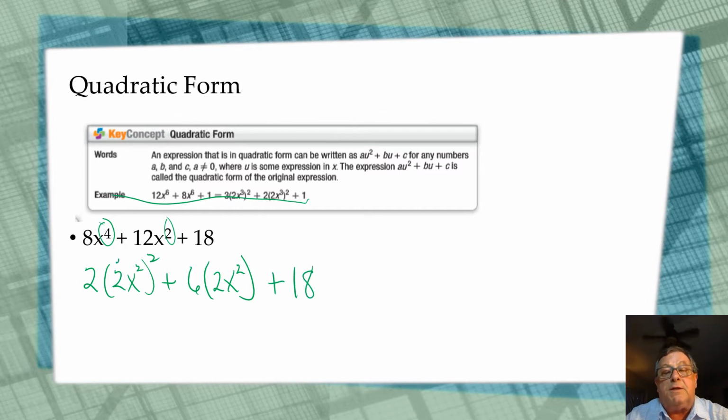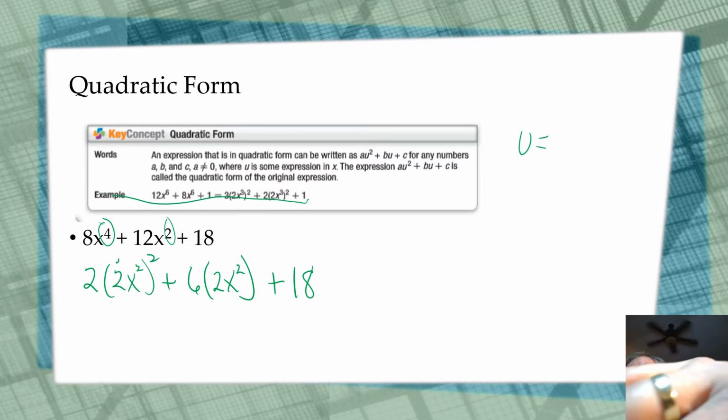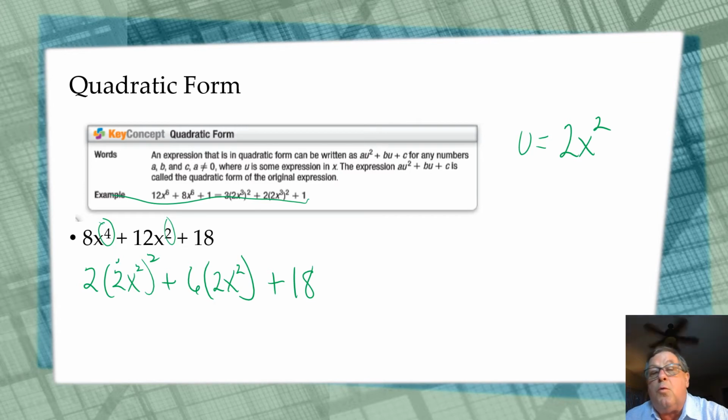Now, technically, I've just written this in quadratic form, but what we're going to see in an upcoming video is that I can use this for U substitution, and I could set u equal to 2x squared. Then substitute that back into this quadratic equation, and if I did, what would I have? I'd have 2u squared plus 6u, because u equals 2x squared, right? Plus 18, and then use that to factor and solve a quadratic equation, or an equation in quadratic form. But that's coming up in an upcoming video where we actually get in and solve.